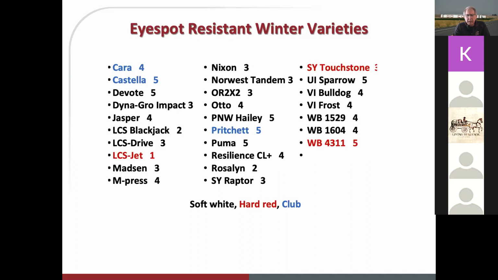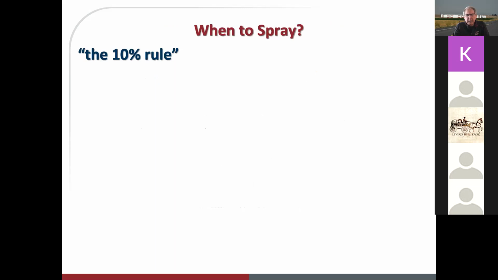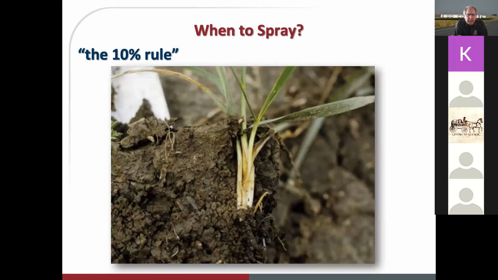But we always recommend that you scout your fields regardless of resistance rating, because even the resistant varieties can lose yield when disease is severe. So how do you know when to spray? It's a more difficult decision than for stripe rust, but I have what I call my 10% rule of thumb. A lot of times this is the stage when you're trying to make a decision about spraying for eyespot. You have these smallish plants. And in this case, if you look closely, you can see that the lesion is actually below ground there in the crown of the plant.